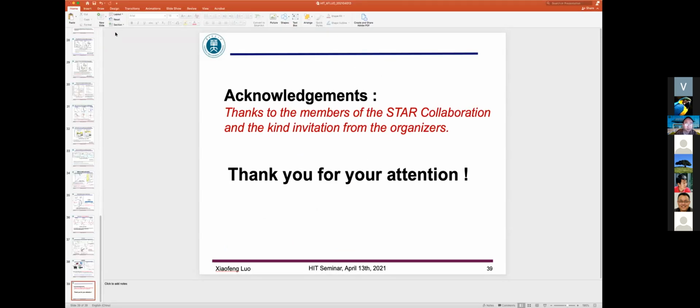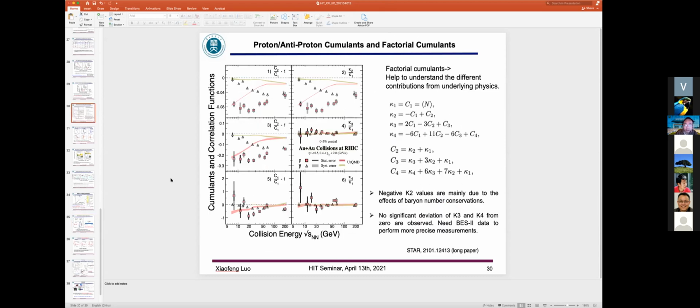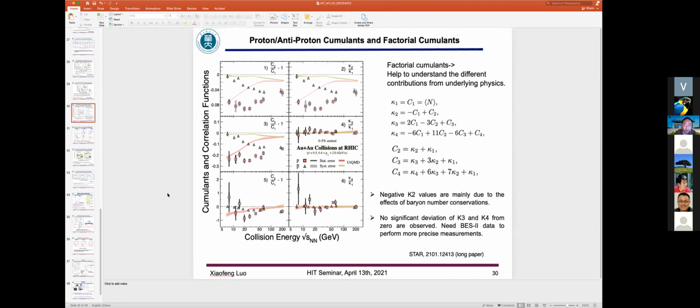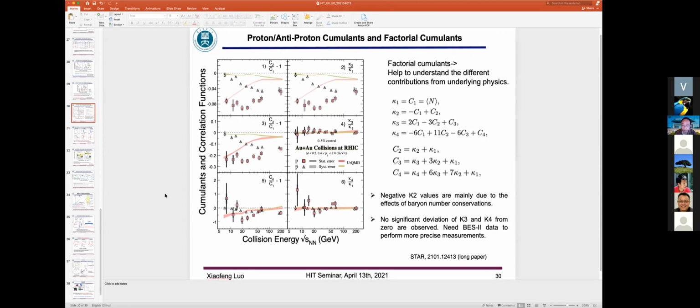Hey, Xiaofeng, this is Volodya. Thanks for the nice overview. I have a question about the slide with the correlation functions, I think it's slide 30 or something, maybe even a couple of slides. If I look at the antiprotons and two particle correlation, it looks like there is a bump at 14.5 GeV, and it looks to be statistically significant. Maybe you can comment whether there is some understanding of this feature.